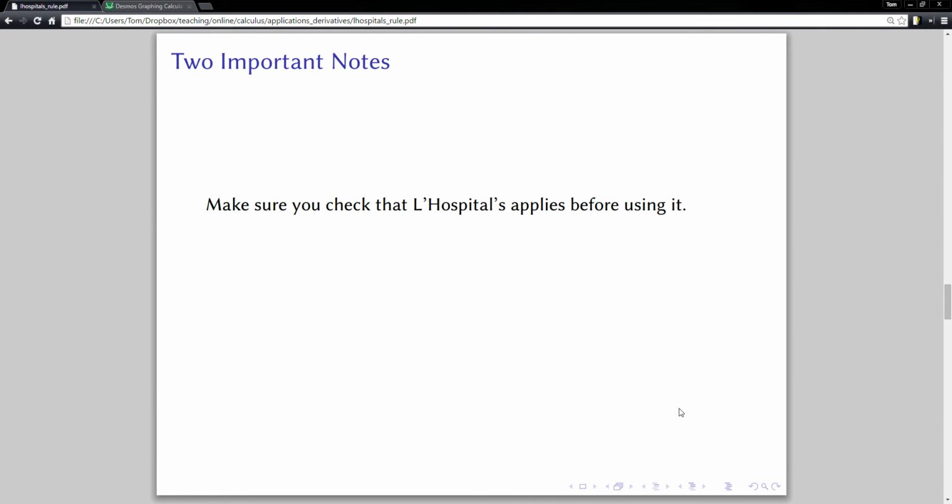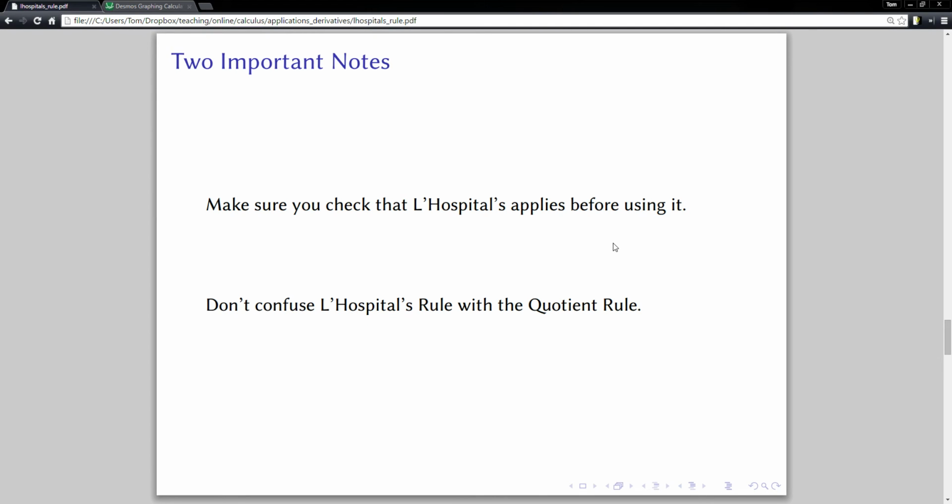All right, a couple of very important notes. Number one, make sure that you check that L'Hopital's rule applies before using it. In other words, make sure that you are in the case where you have 0 over 0 or infinity over infinity, any of the variants of infinity over infinity. That must happen in order for you to apply L'Hopital's rule. If you don't check that, you can apply L'Hopital's rule when it doesn't work, and then you'll get an incorrect answer. So make sure and verify that L'Hopital's rule applies before you use it.